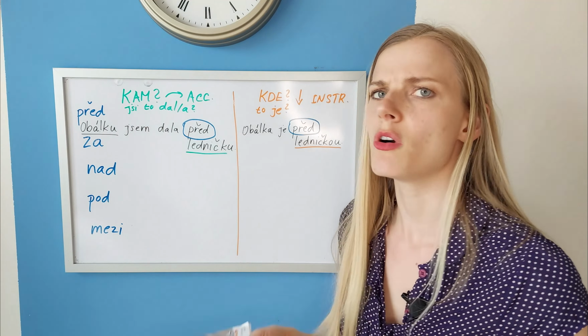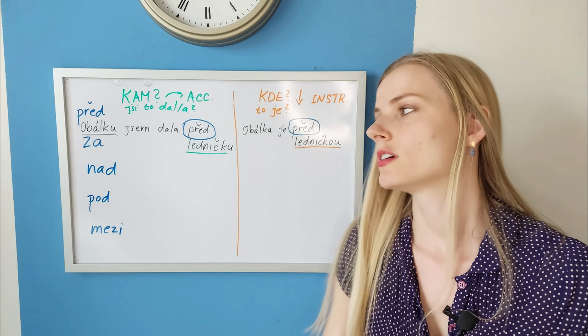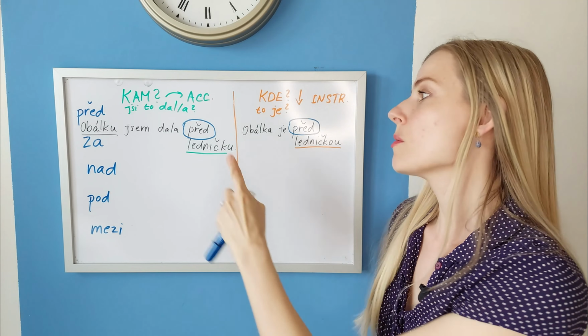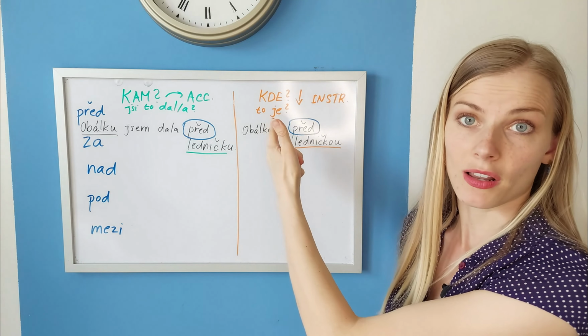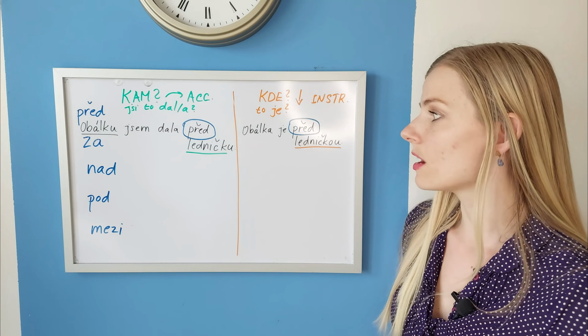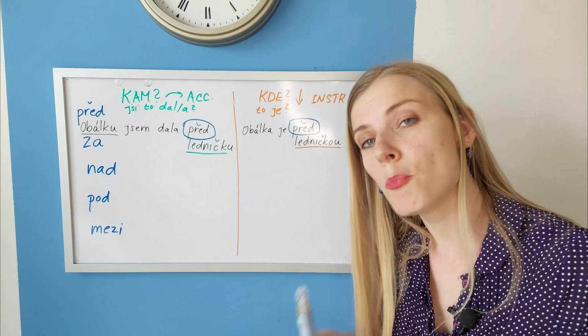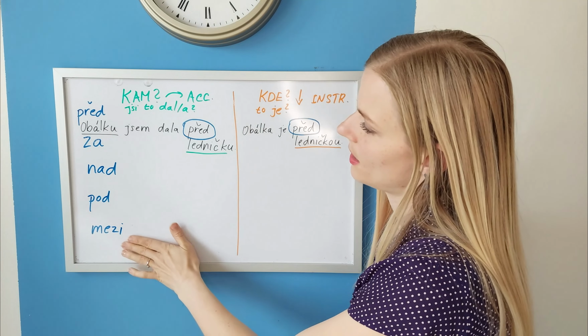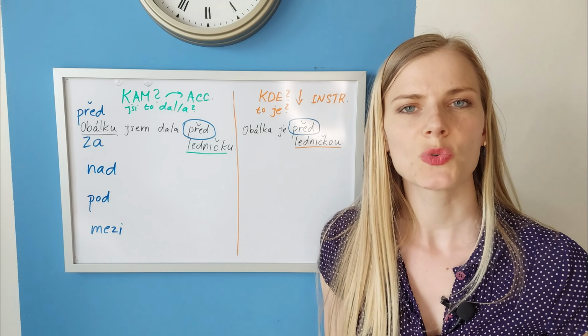Kam jsem dala tu obálku? Obálku jsem dala pod ledničku. Pod ledničku. A kde je ta obálka? Obálka je pod ledničkou. A poslední, the last one, mezi, between.